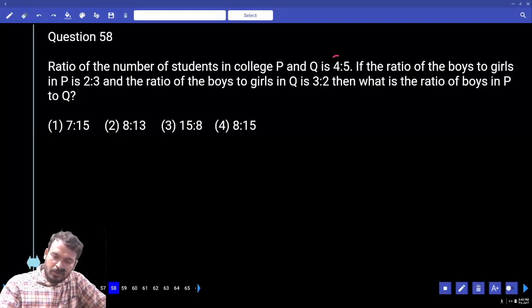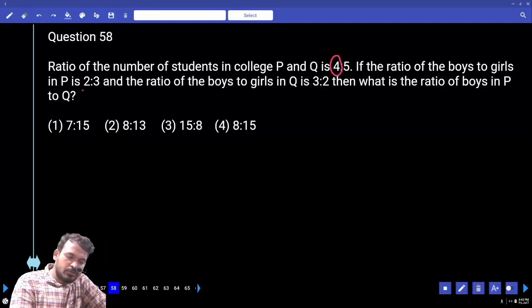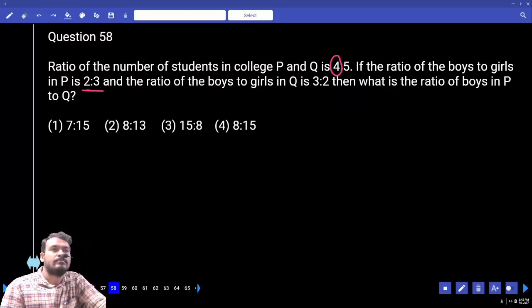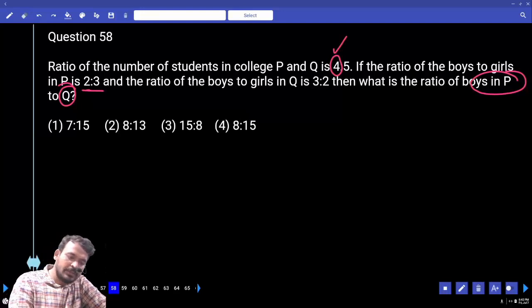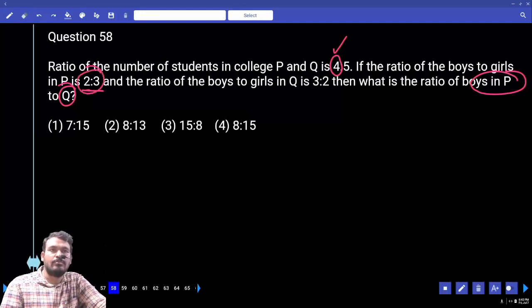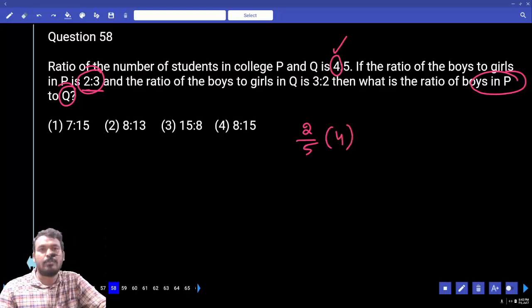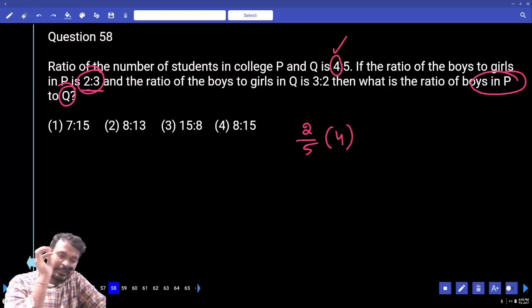First, in P, total how many parts? 4 parts. Those 4 parts are distributed in the ratio 2:3. What is the question here? Boys in P, boys in Q. P's total strength is 4 parts. In that, boys and girls are 2:3, meaning out of 5 parts, boys are 2 parts. Then boys in P are 2/5 of how many parts? 4 parts.